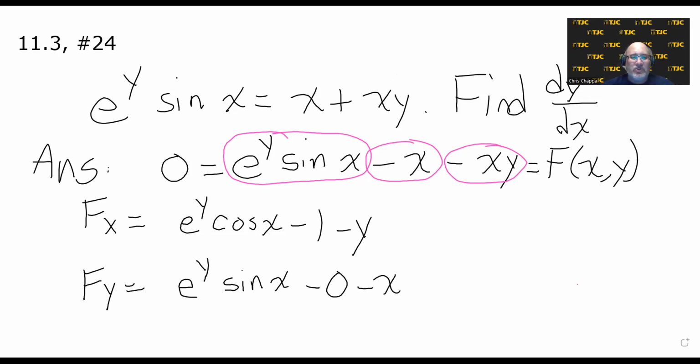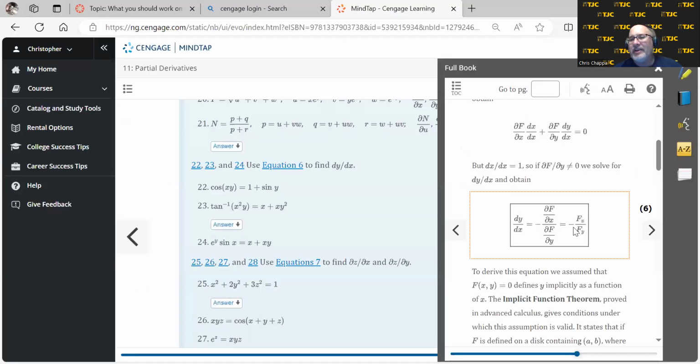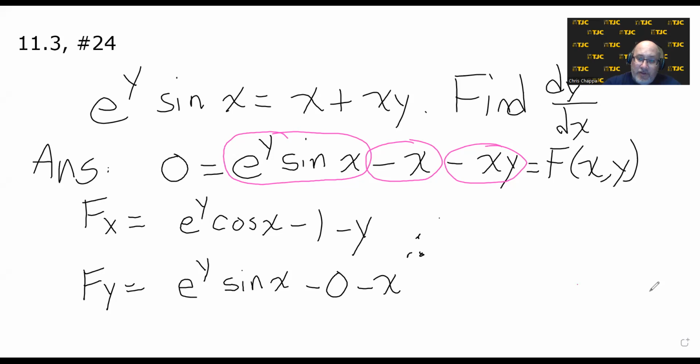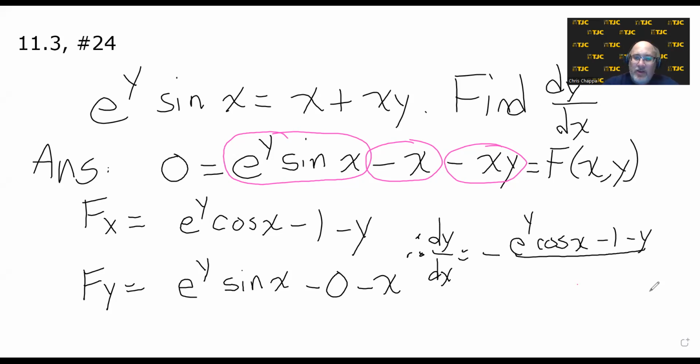And now we've got the pieces we need to assemble in this fashion to build our dy dx. We need to put negative partial x over negative partial y. Excuse me, the negative of partial x over partial y. So therefore, dy dx is the negative of the partial with respect to x, which is e to the y cosine x minus 1 minus y, over the partial with respect to y, which is e to the y sine x minus x.